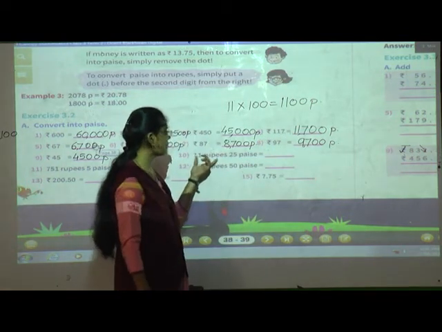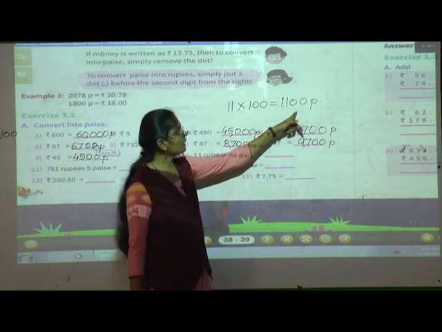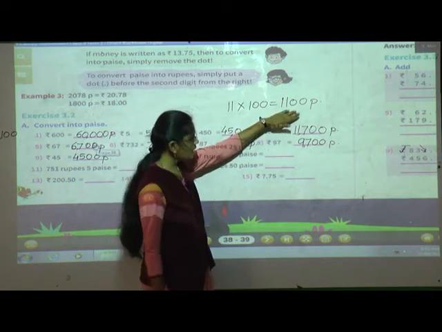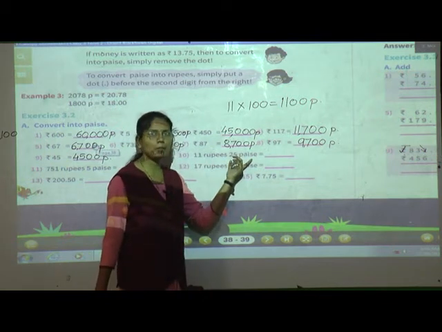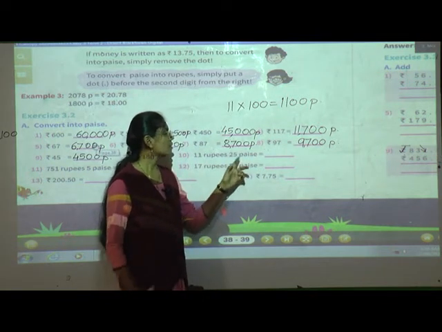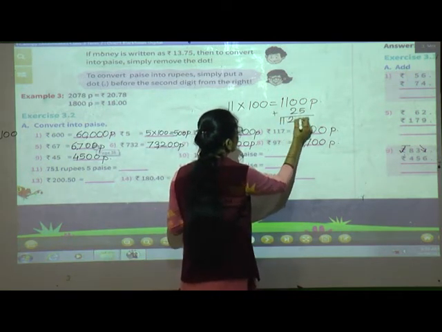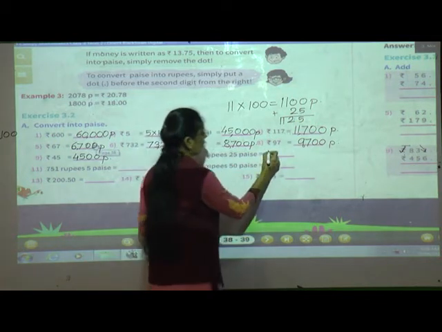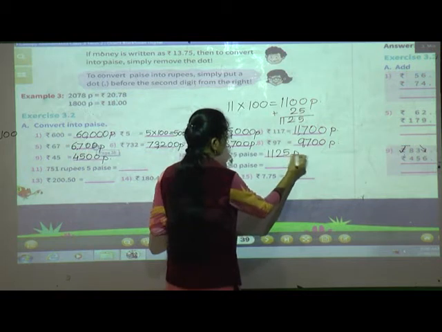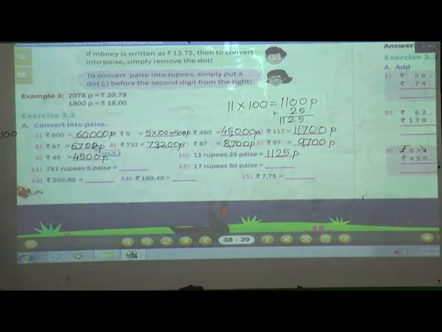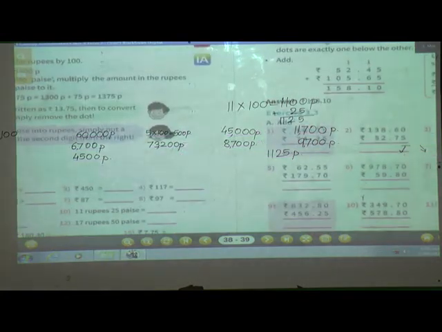Now here we got 11 rupees into paise, 1100 paise. Now in this amount we have to add the remaining paise. How many paise are there? 25 paise. So add 25 in this. So you will get 1125 paise. Okay, clear? In this way you have to solve the remaining examples. 4 examples are remaining that you have to solve. Now we'll move to the next question. Question number 2. Turn the page.